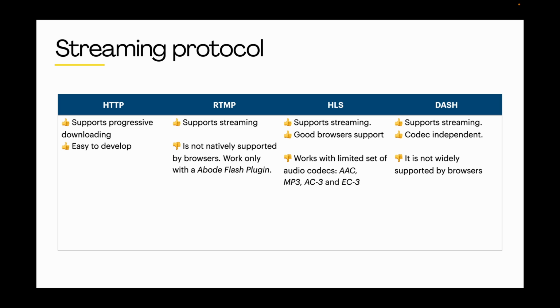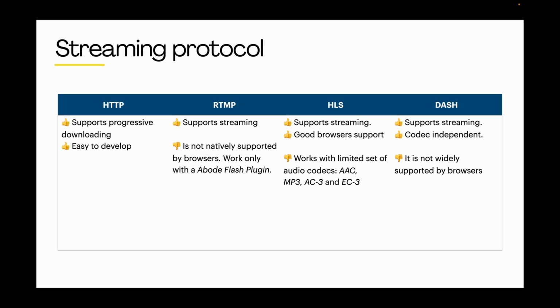Now let's consider the streaming protocols. While HTTP is the default option, it natively supports progressive downloading. RTMP, or Real-Time Messaging Protocol, is a communication protocol used for streaming audio, video, and data over the internet. Originally developed by Macromedia for use between Flash Player and the Flash Communication Server. HTTP Live Streaming, or HLS, is an adaptive bitrate streaming protocol developed by Apple.